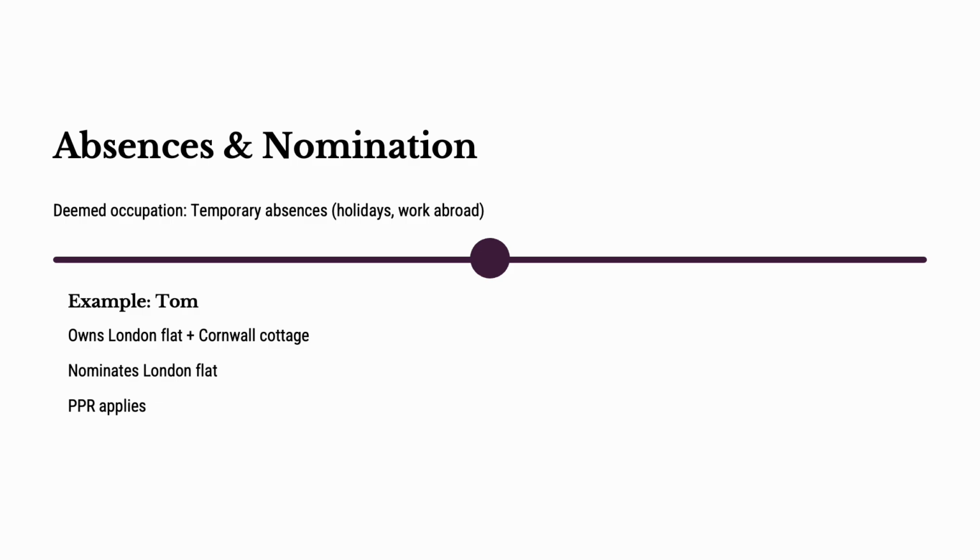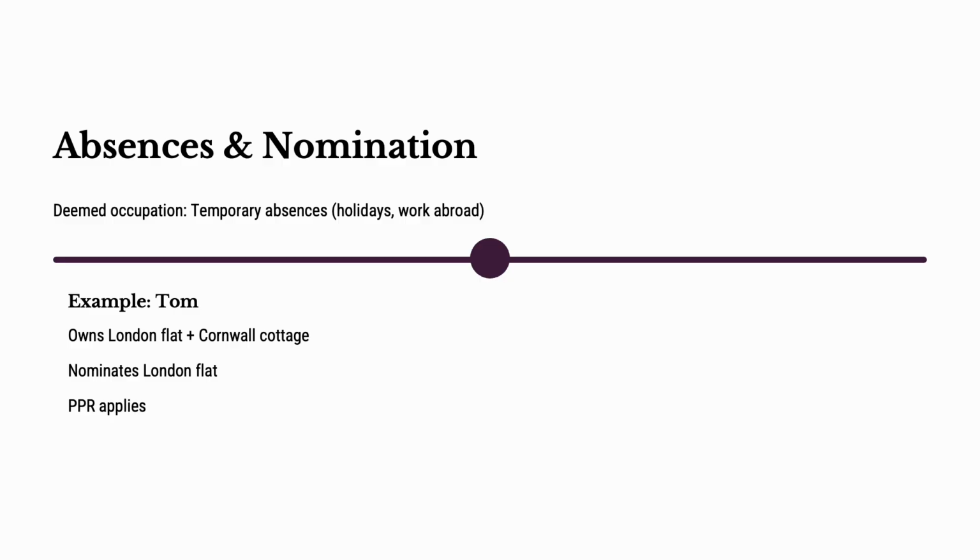Absence and nomination. PPR can still apply even if you are not physically present in the property throughout your ownership. Certain absences are deemed occupation. Temporary absences are fine, such as holidays or working abroad for your employer, as long as you intend to return to the property and that's your main property. But if you own two properties, you can nominate which one is your main residence for PPR purposes.